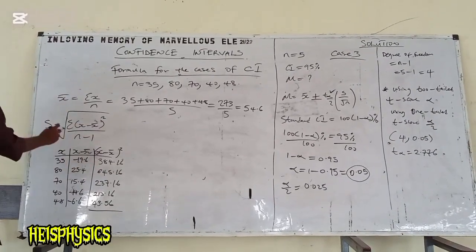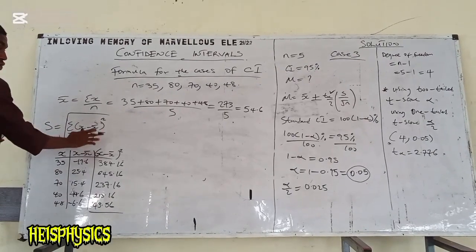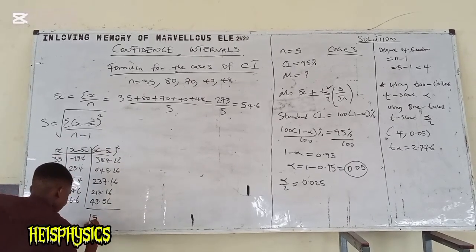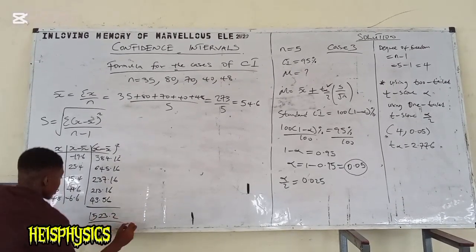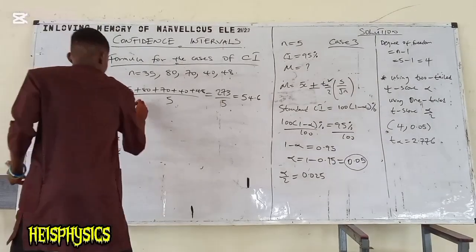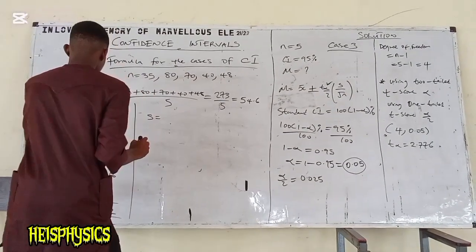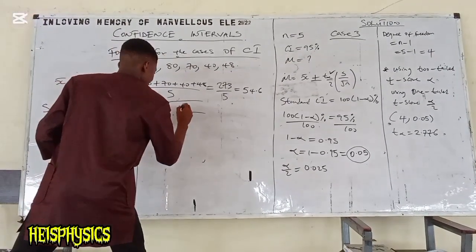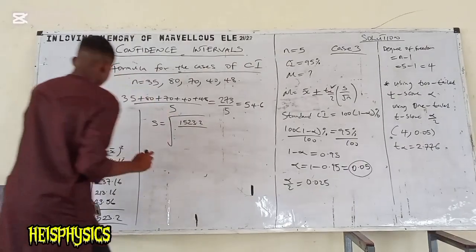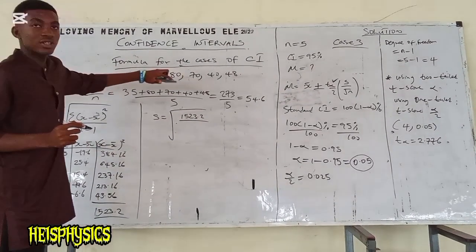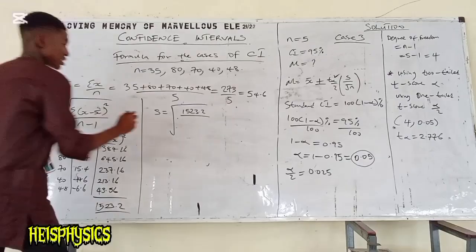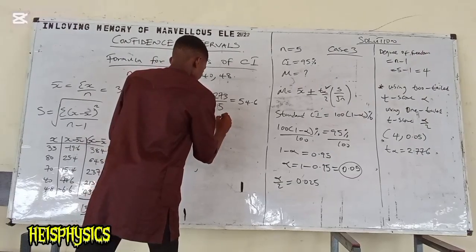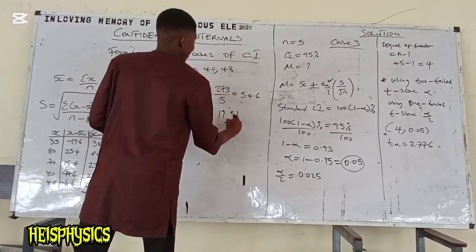Then you sum this column, because the formula has the summation of x minus x bar squared. If you sum it, you get 1,523.2. So now, finally, our standard deviation is the square root of this summation, 1,523.2, all over n minus 1. n is 5, the number of data, minus 1, which is 4. So calculating this, finally we have 19.51. So this is our standard deviation.